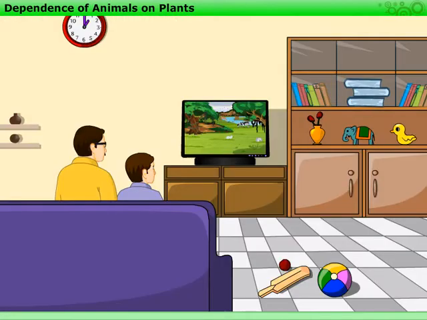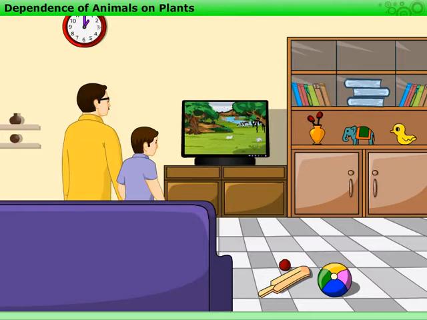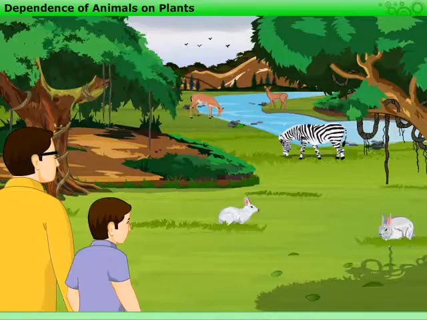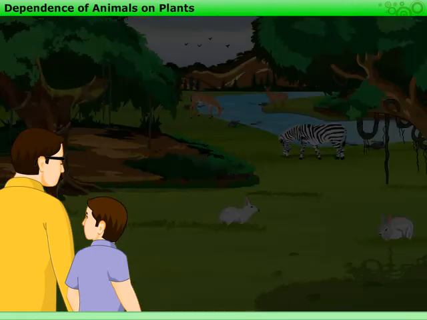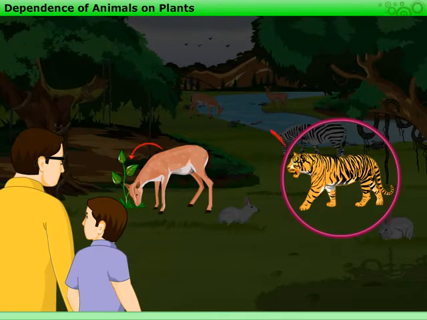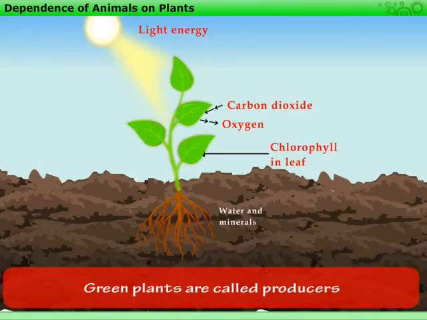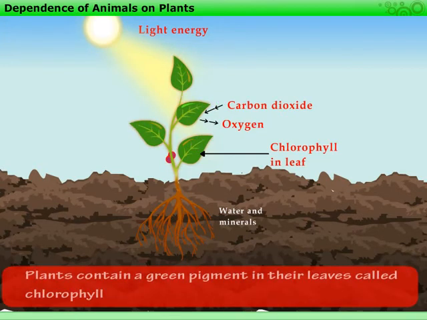To make Sam understand this, father holds his hand and takes him inside the television. Now they are in a forest. Father tells him that all animals directly or indirectly depend on plants for their food. Green plants are called producers because they produce their own food. They contain a green pigment in their leaves called chlorophyll.